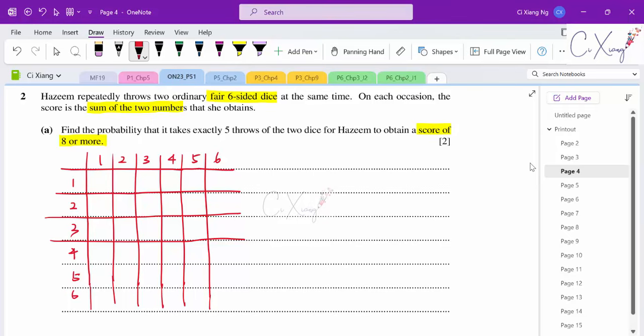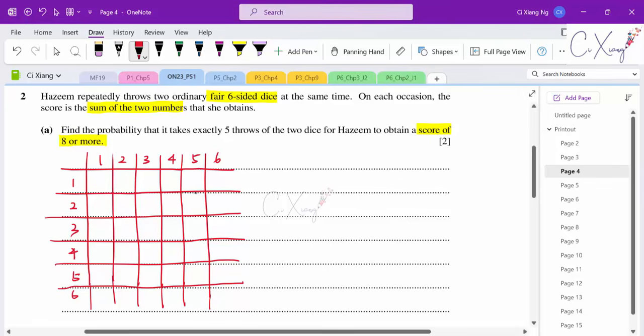Some students might ask, can I use some other method to find out this probability? Of course you can. But usually when I'm having two dice or two coins and I don't want to miss out any possible result, I prefer to draw the probability space diagram. Inside, you're having 36 results here. All the 36 results show all the possible results that you can get when you throw the two fair dice.